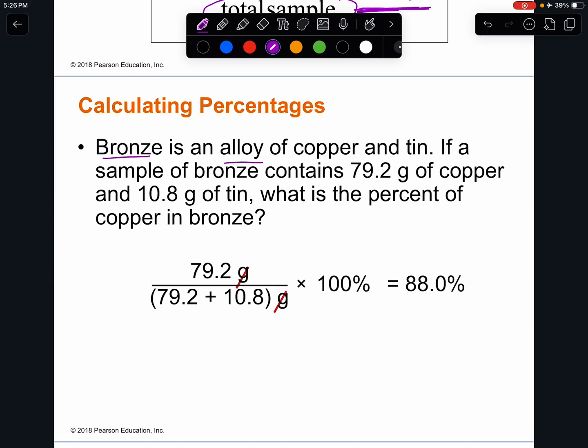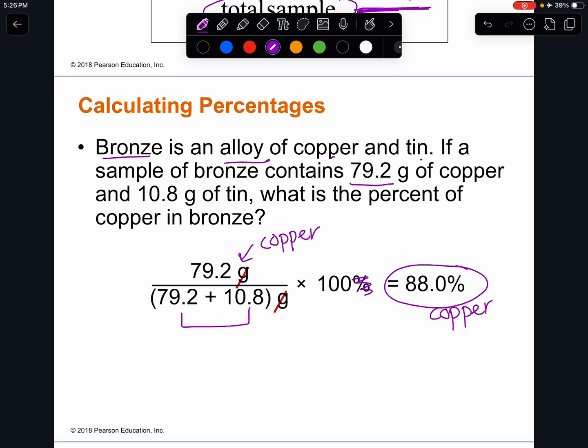Let's say you have bronze, and bronze is actually an alloy, which is a mix of metals. It contains copper and tin. If we have a sample of bronze and it has 79.2 grams of copper and 10.8 grams of tin, what is the percent of copper? So again, the thing on the top is what you're focusing on, which we are talking about copper. And the bottom is the total. So the total is the 79.2 plus the 10.8. So I'd solve this bottom number first, then I would divide, and then we're going to multiply it by just 100, and your answer ends up being 88% copper.